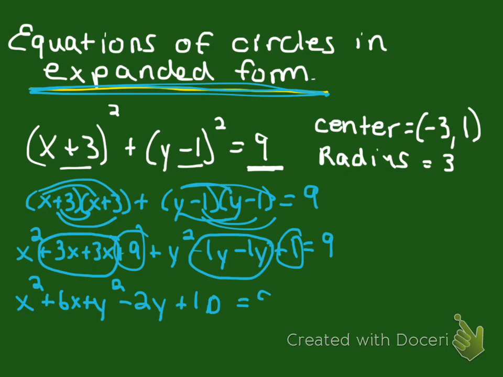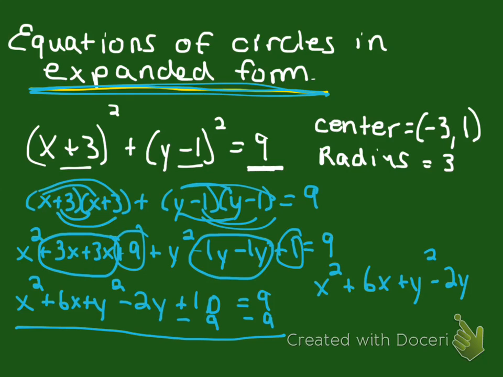and that equals 9. Then sometimes it might be set equal to 0, so if we wanted to set this equal to 0, we would subtract 9 from both sides. And so this being an expanded form would be x squared plus 6x plus y squared minus 2y plus 1 equals 0. Sorry, I ran out of room there.